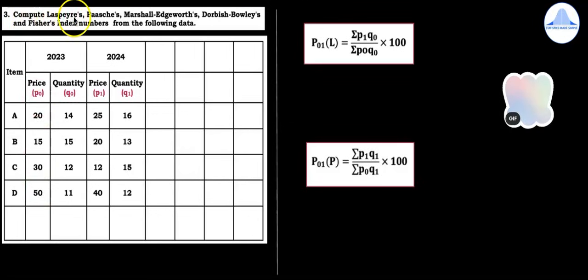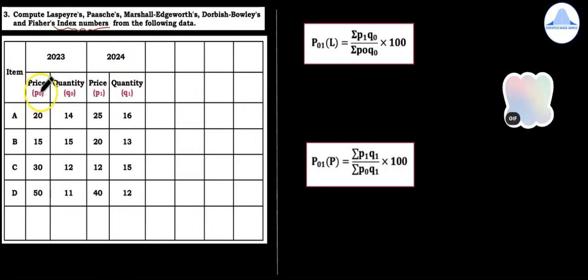Third question, compute Laspeyres, Paasche's, Marshall-Edgeworth, Drobisch-Bowley and Fisher's index numbers from the following data. So when they say index numbers, they are talking about price index numbers. Please read the question very carefully. Now the different items are given A, B, C, D, and 2023, which is the base year, the prices and quantities are given, and 2024, which is the current year, the prices and quantities are given. Again, read the columns and the headings correctly.